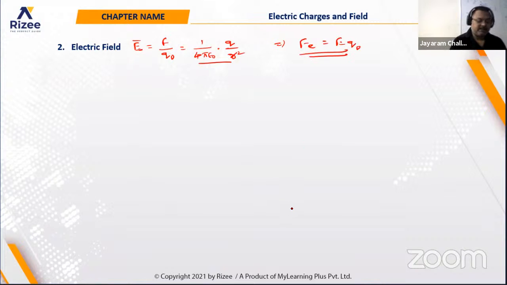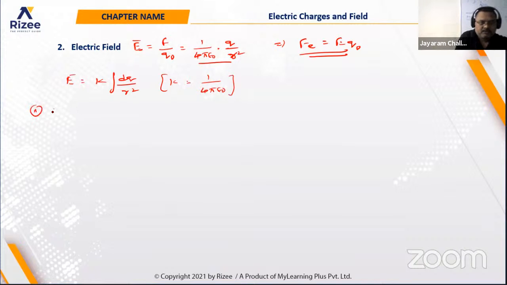Okay, so these are the basic formulas, and we have got the electric field also here. Now for any other conditions, if dq is going to be the variable, then the electric field E can be written as k into the integral of dq by r square, and you can solve it correspondingly, where k is equal to 1 by 4 pi epsilon naught.